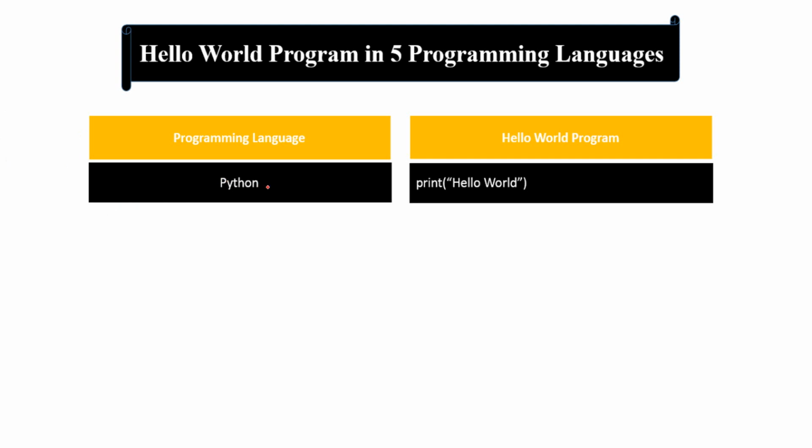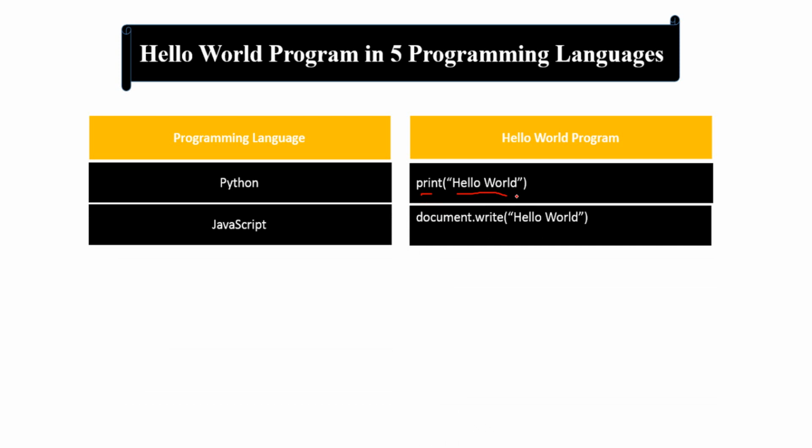So first of all, Python is a programming language. You can use the print method to display anything to the user. So the hello world program will be created. You do not need to put any semicolon at the end. In JavaScript, you need to use document.write. Document.write is a method used as an output function in JavaScript. You do not need to put a semicolon, but it is recommended in JavaScript coding.